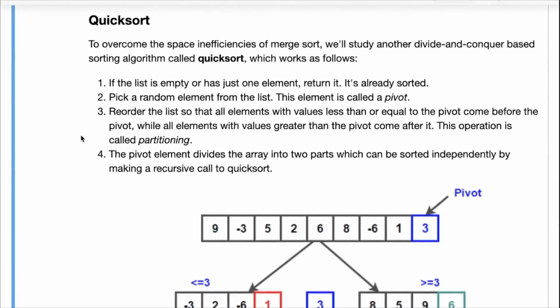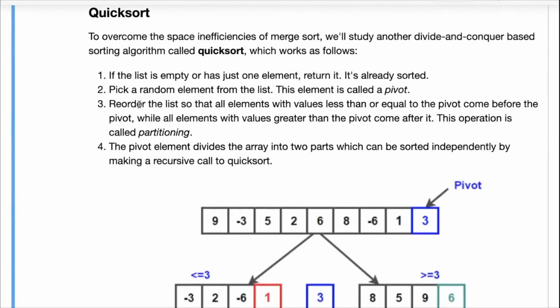And quicksort sorts the array in place, which means it does not create a copy of the array internally for sorting inside each combination operation. So let's see how it works. It's a pretty interesting and pretty smart trick. So here's how it works. If the list is empty or has just one element, return it. It's already sorted, straightforward. If not, pick a random element from the list. Now, this element is called a pivot.